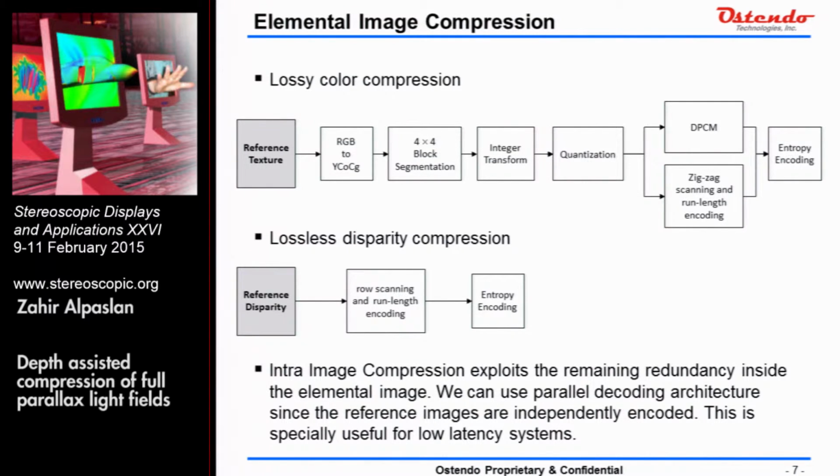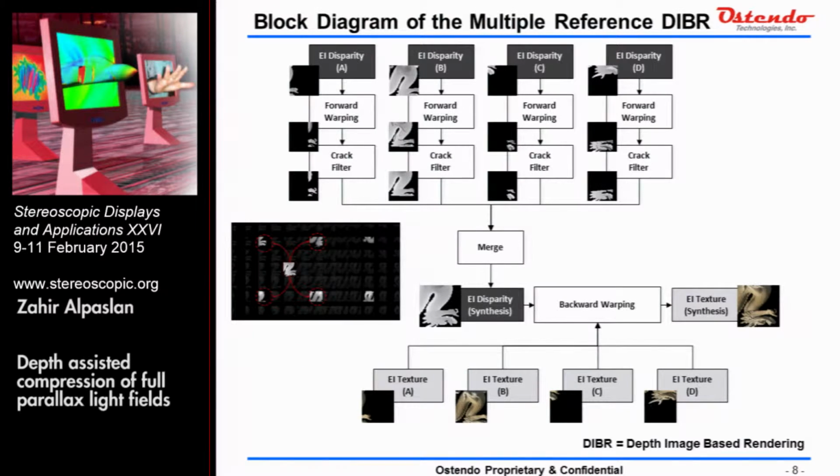We can use a parallel decoding architecture since all the reference images are independently encoded. And this is especially useful for our low latency systems. So once we get those reference images, we transmit them to the decoder side, or the display side. We decompress those reference images, but then we still need to generate the entire light field. And what do we do to generate the entire light field?